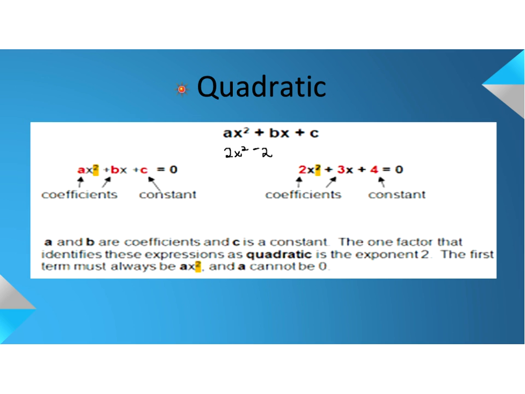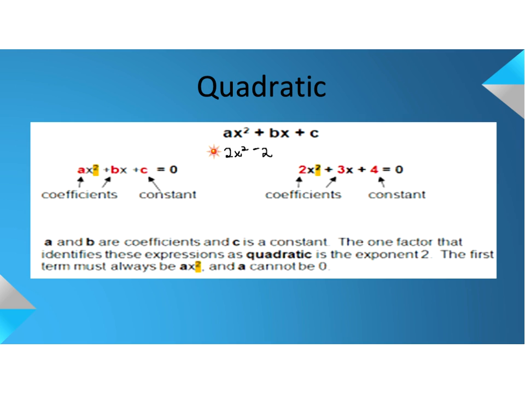Another special type of polynomial is a quadratic. Quadratic is in this form, ax squared plus bx plus c. There always has to be a number in front of the x squared. In other words, a can never be 0. We have coefficients a and b, and then we have a constant c. So this is an example of a quadratic, 2x squared plus 3x plus 4.